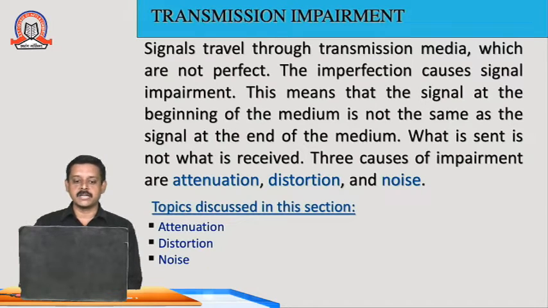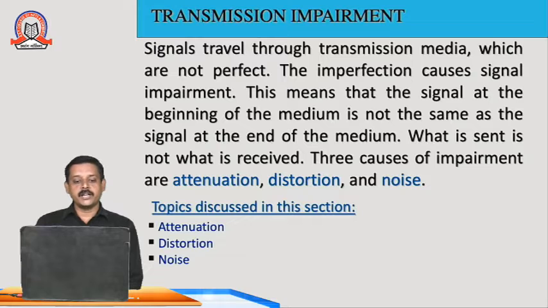Now what is meant by transmission impairment? Whenever a signal travels through any kind of transmission medium like wire or wireless, and the message is not perfect, that is nothing but a transmission impairment. The signal at the beginning of the medium is not the same as the signal which we are receiving at the end of the medium.